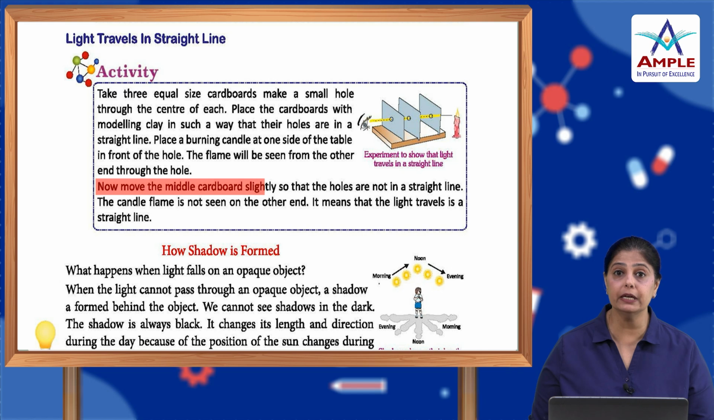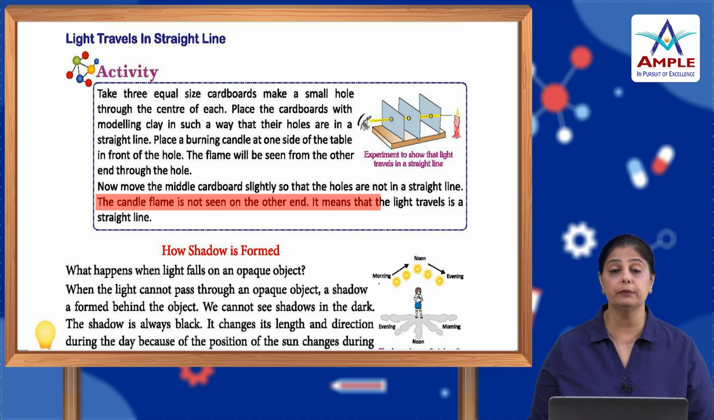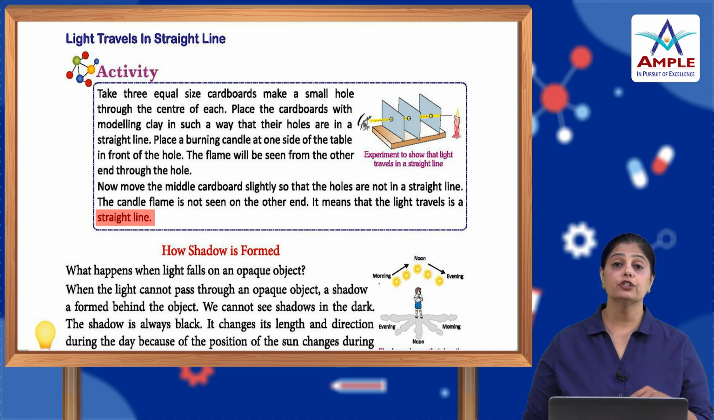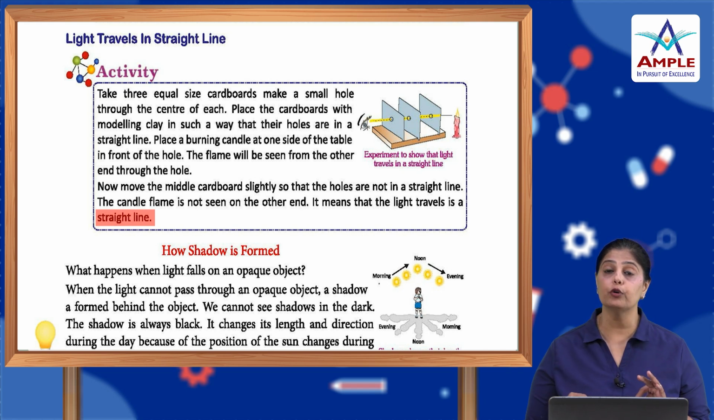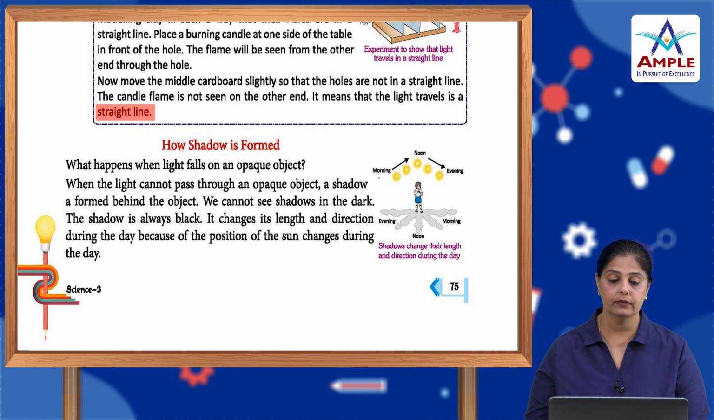Now move the middle cardboard slightly so that the holes are not in a straight line. The candle flame is not seen on the other end. It means that the light travels in a straight line. So now when you move the middle cardboard, you will see that the holes are not in a straight line, and the burning candle flame is not to be seen. It means that the light travels in a straight line.